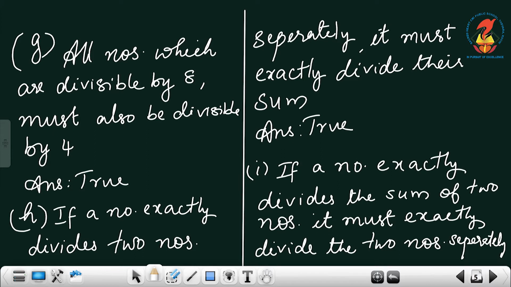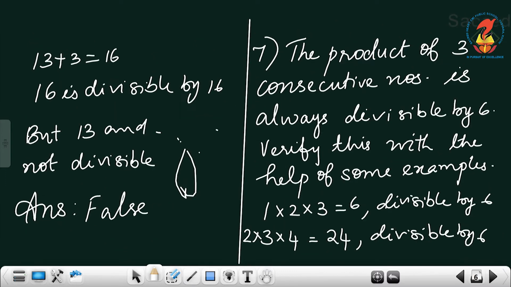Next, all numbers which are divisible by 8 must also be divisible by 4. Why? 4 is a factor of 8. So, if a number is divisible by 8, then that number is divisible by its factors also. So, 4 is a factor of 8, so this number is divisible by 4 also. It is true. Next, if a number exactly divides two numbers separately, it must exactly divide their sum. Already learned this as a divisibility rule. So, it is true.